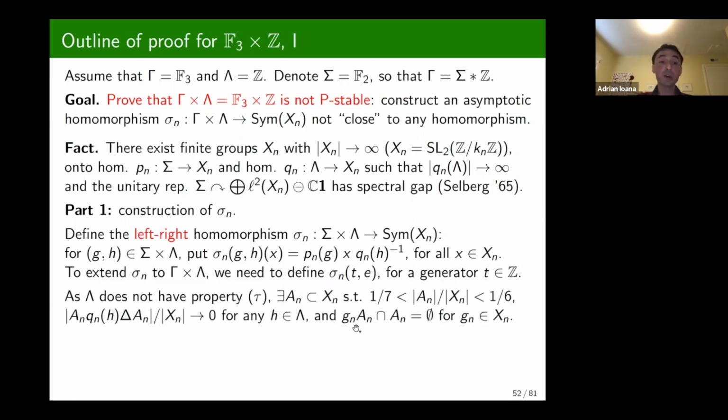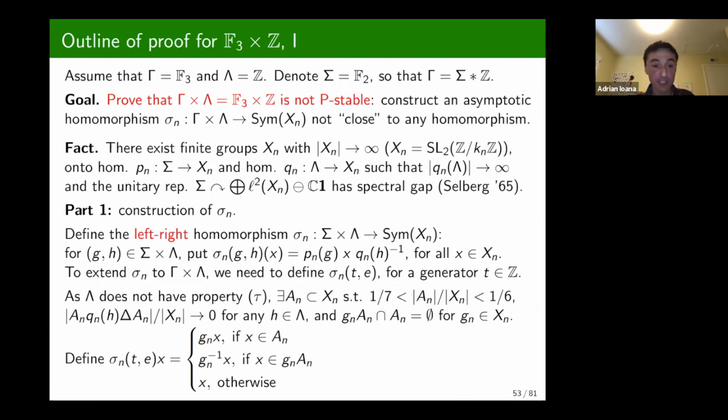Okay, so this is where the lack of property tau for lambda comes into play. And perhaps I'll go over this quickly, but lambda doesn't have property tau. Here, lambda is the integer, so it's very specific. As a consequence, you can find subsets of Xn that are almost invariant under the right action of lambda on Xn. Moreover, you can have such sets with prescribed relative cardinality. I want the cardinality of An over that of Xn to be between 1/7 and 1/6. And moreover, I can do this in such a way that I can find an element of Xn which takes my set An disjointly from it by acting on left multiplication.